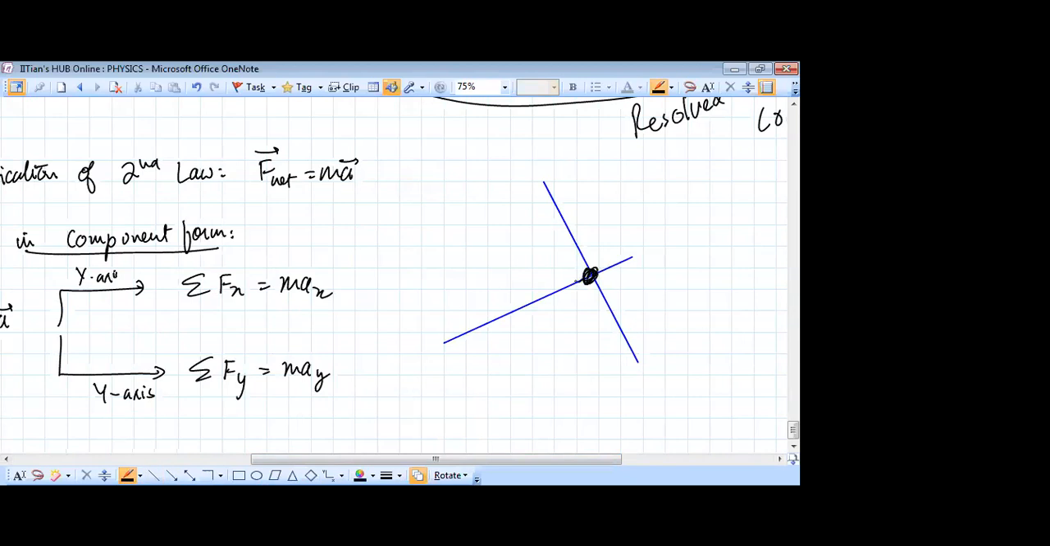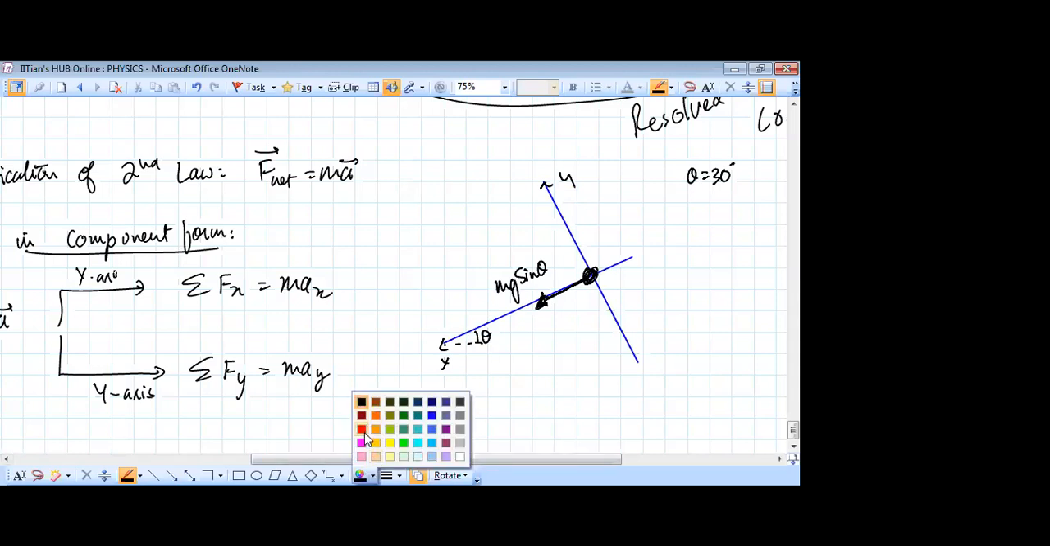Along the x-axis, there was one component of a force, which was mg sine theta. Theta was 30 degrees. Whereas along our y-axis, there were two forces, and they are actually cancelling each other, because the y component of acceleration would be 0. So there was this normal reaction, and there was the other component of mg, which was mg cos theta.